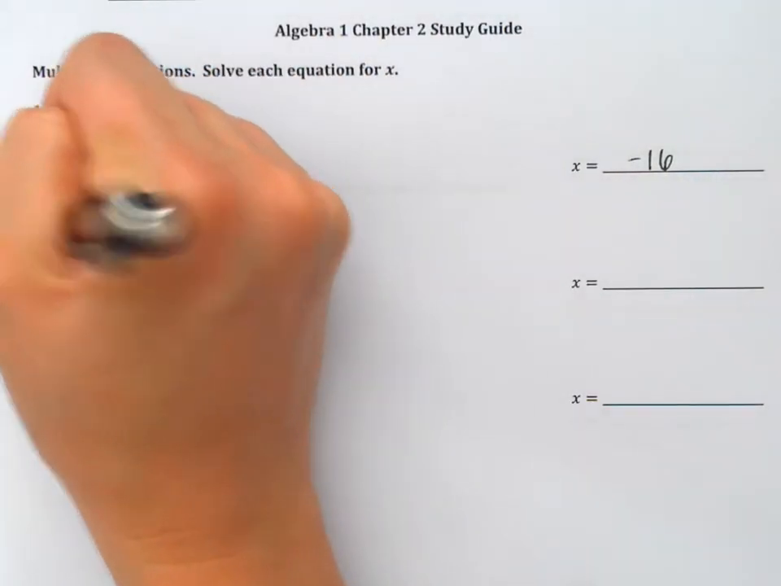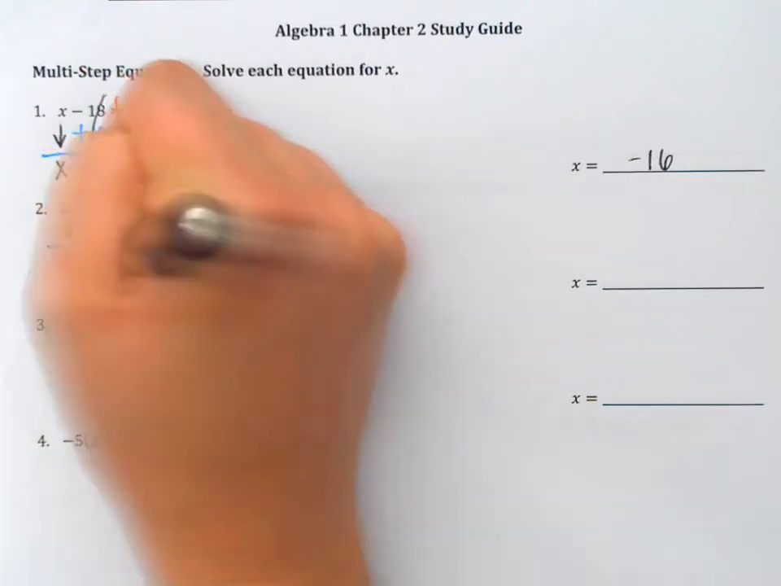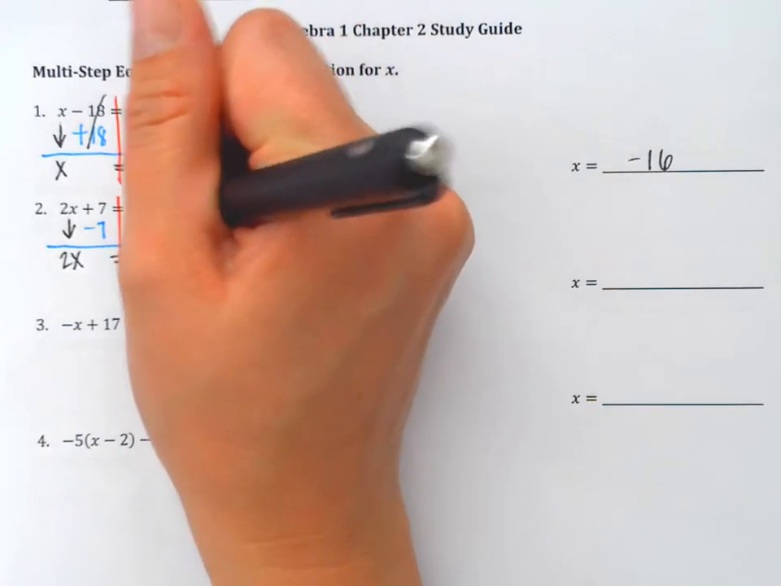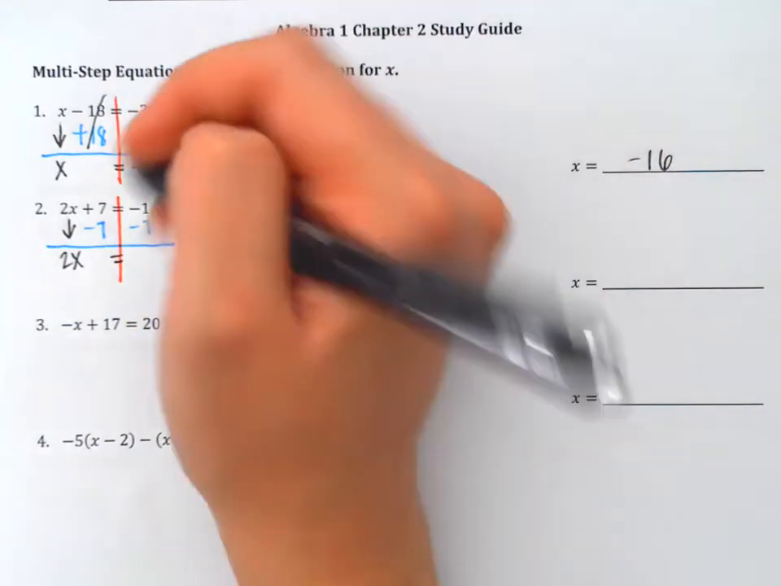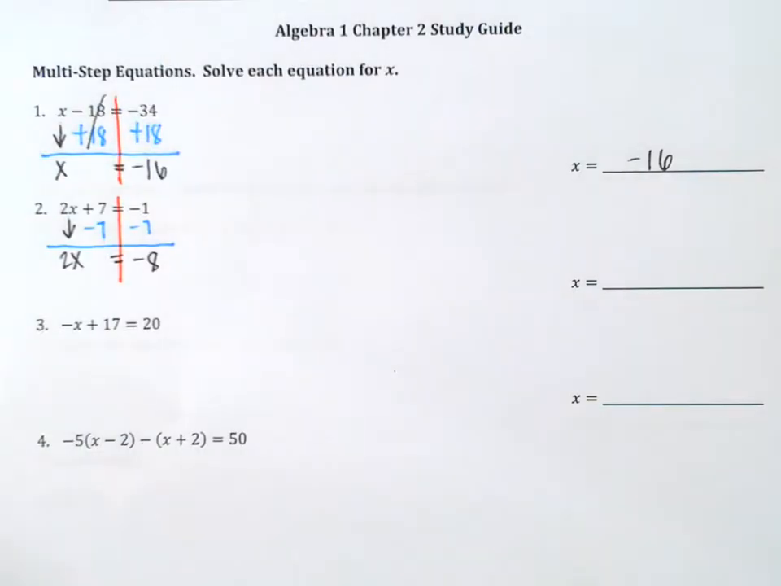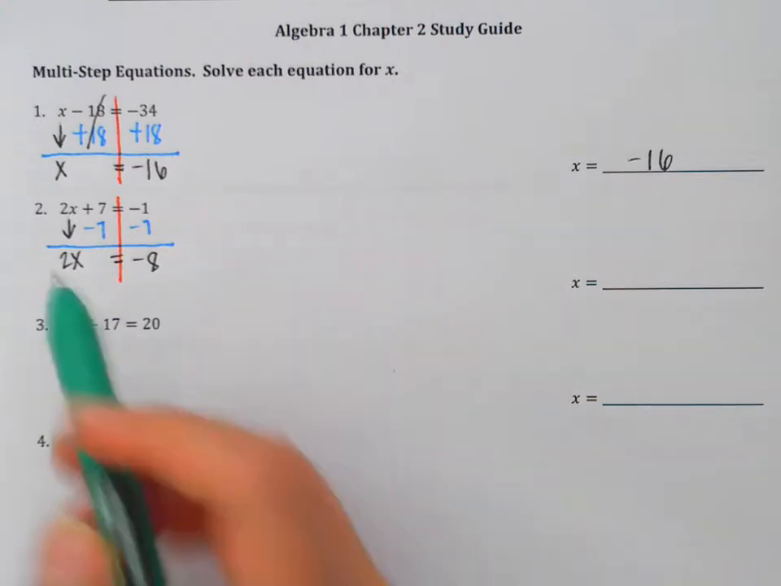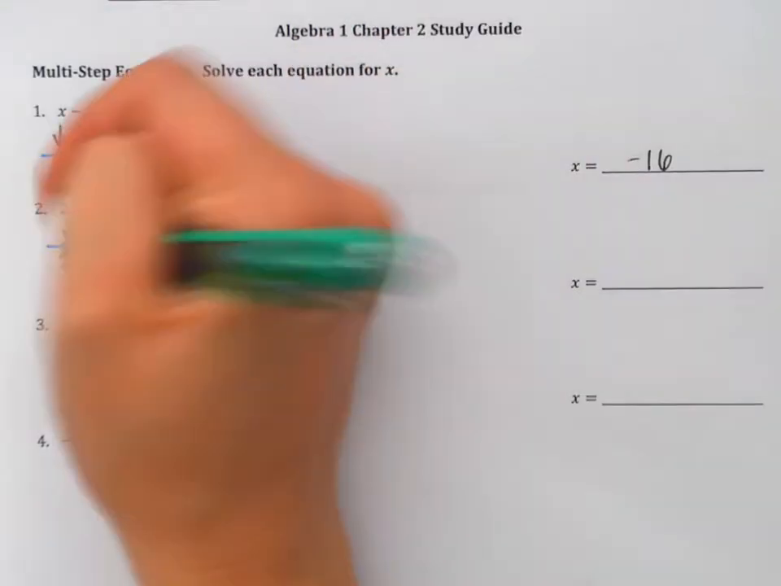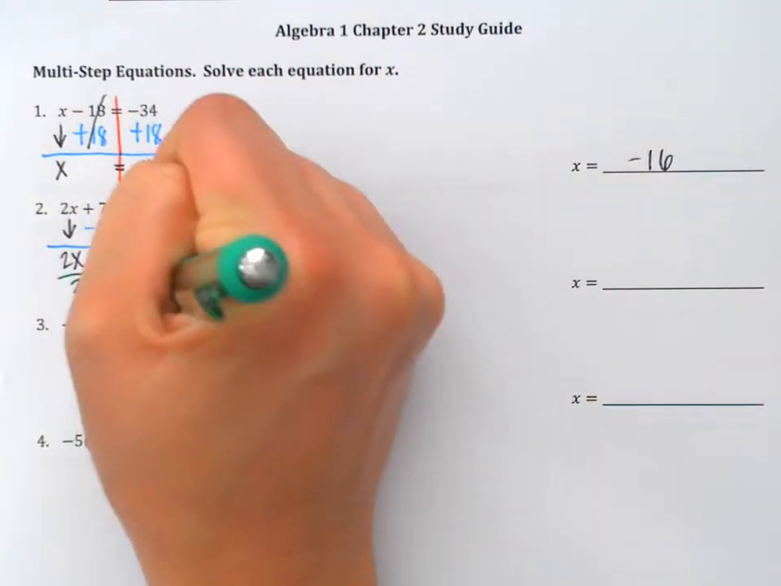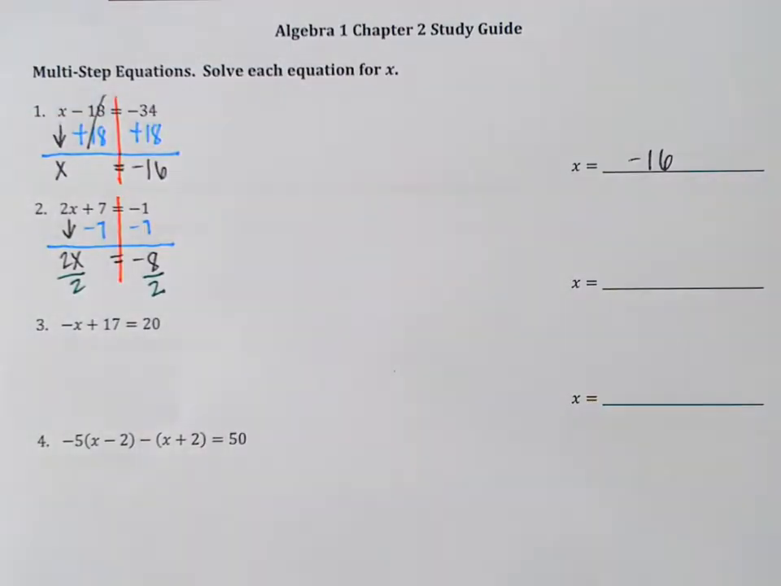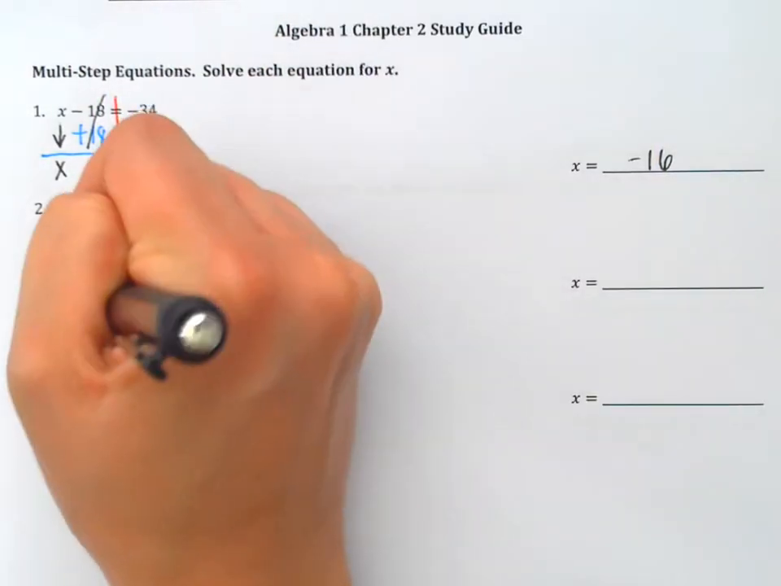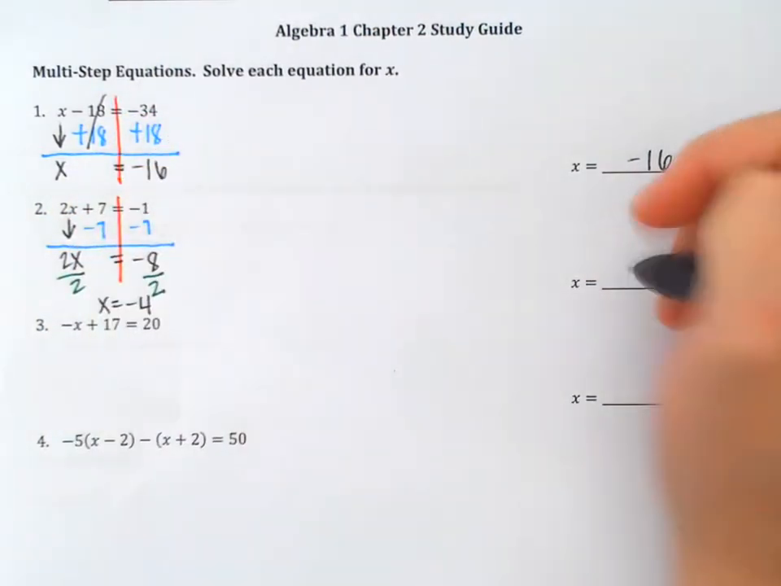So my 2x comes down. 2x equals negative 1 minus 7, or plus 7 minus 7 is 0. And then negative 1 minus 7 is negative 8. And then we still need to get x by itself. That 2 is being multiplied, 2 times x. So to undo that 2, undo the multiplication, we divide both sides by 2. Negative 8 divided by 2 gets me negative 4. 2 divided by 2 gets me 1, which is what I want. X equals negative 4, which is my solution.